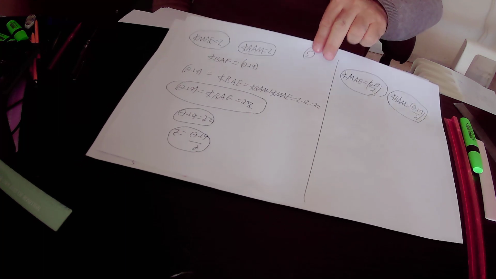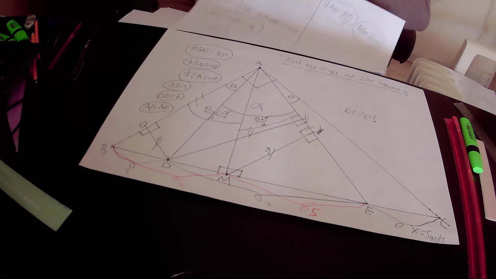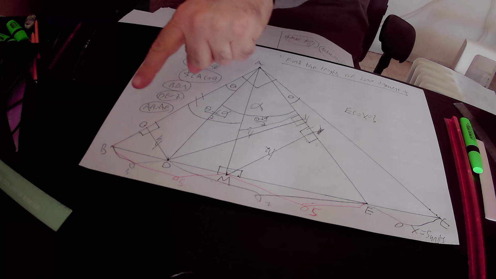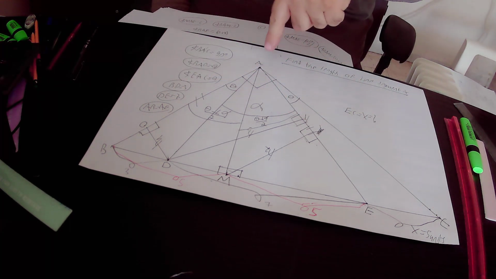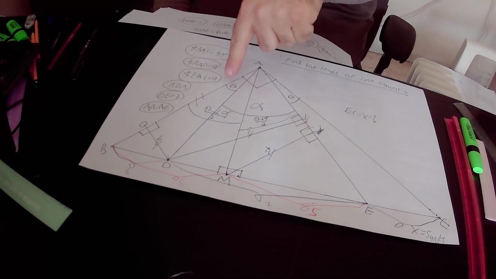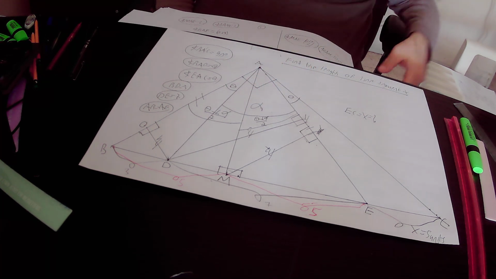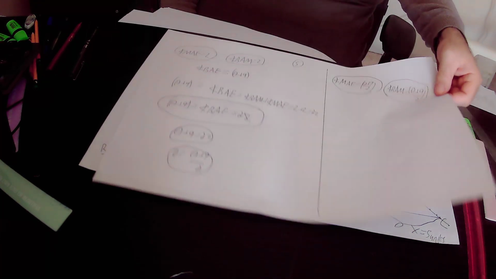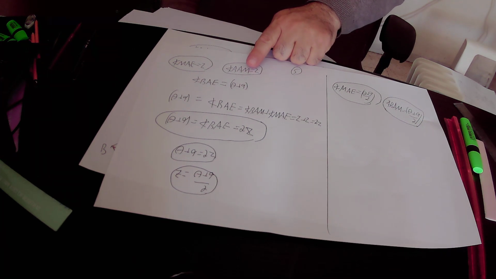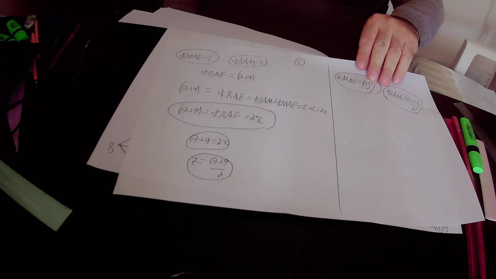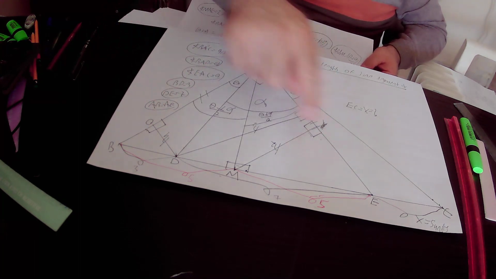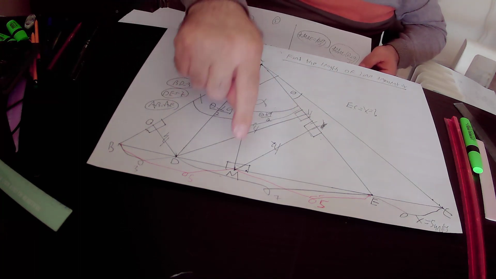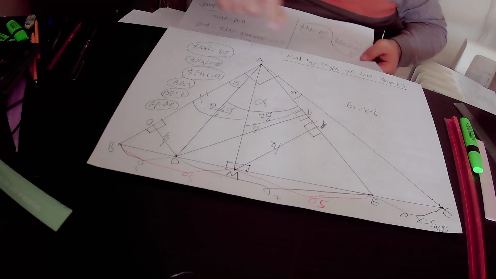And from the drawing, it is very easy to see that the value of angle BAE is equal to theta plus alpha. From the other side, the value of angle BAE is equal to angle BAM plus angle MAE.